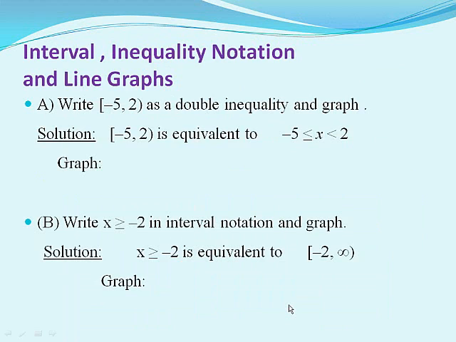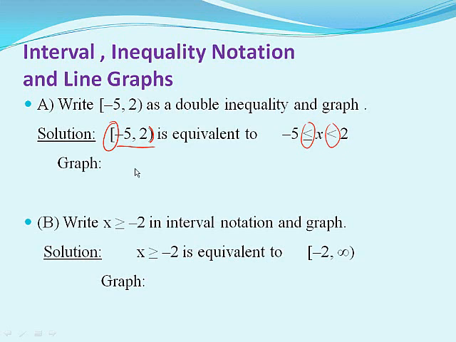Interval, inequality notation, and line graphs. So we have two examples here. We need to write the interval [-5, 2), left closed, right open, as a double inequality, and we need to graph it. This interval is equivalent to -5 ≤ x < 2. Notice that the square bracket corresponds to less than or equal to, open parenthesis corresponds to less than.